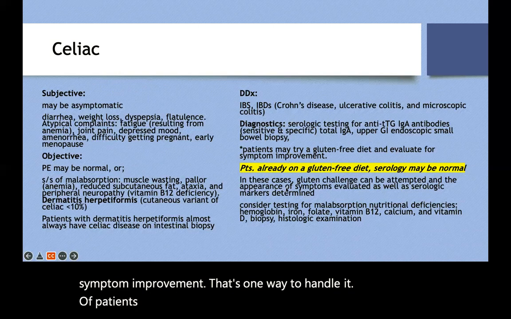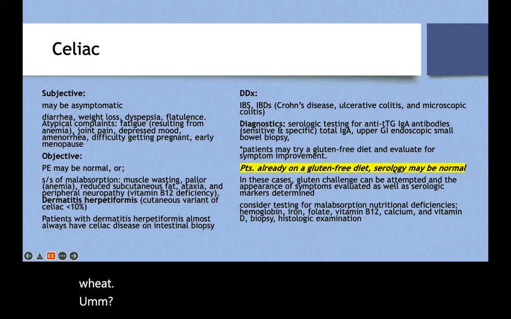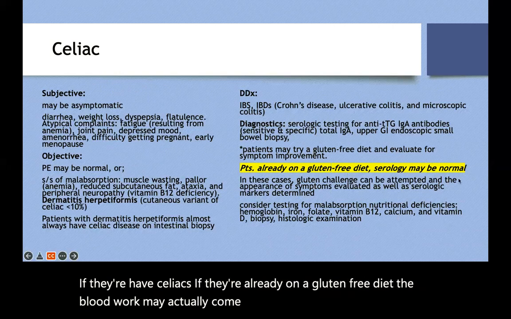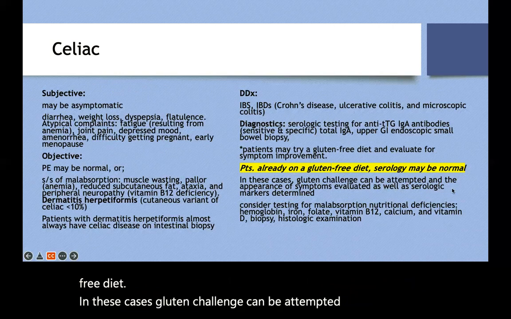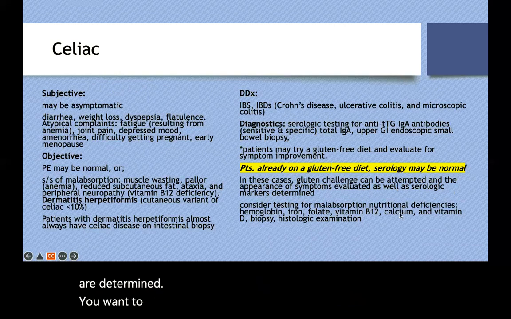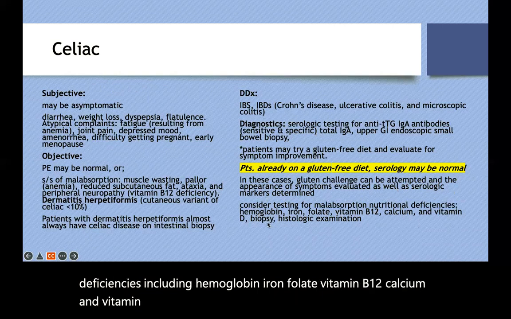The problem with that, though, is if your patient decided on their own to do that and just fast from anything with wheat, and then they come in to be tested to see if they have celiac, if they're already on a gluten-free diet, the blood work may actually come back normal. So you don't want to be trying to diagnose them if they've already been on a gluten-free diet. In these cases, a gluten challenge can be attempted and the appearance of symptoms evaluated, as well as serologic markers determined. You want to consider testing for malabsorption nutritional deficiencies, including hemoglobin, iron, folate, vitamin B12, calcium, and vitamin D. You want to consider a biopsy and a histologic examination.